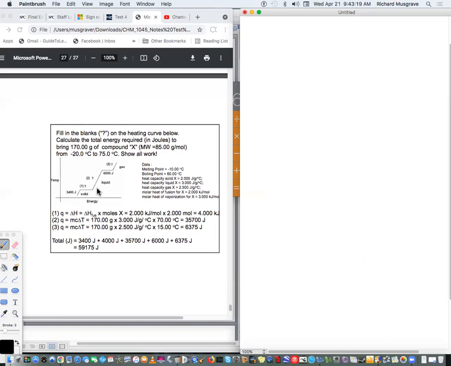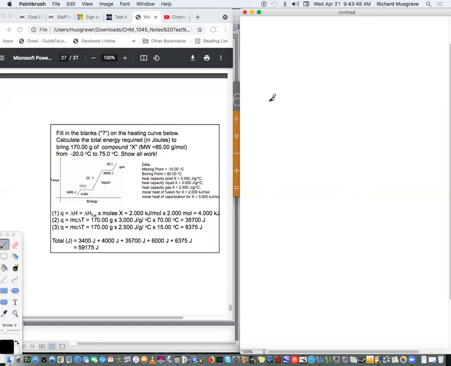Okay. The mission here: you've already been given the values of certain places on the actual diagram itself here, 3,400 for the first slopey part and 6,000 joules for the second flat part. What you're looking for are the values on the first flat part, the second slopey part, and the third slopey part. So let's first of all talk about this flat part.